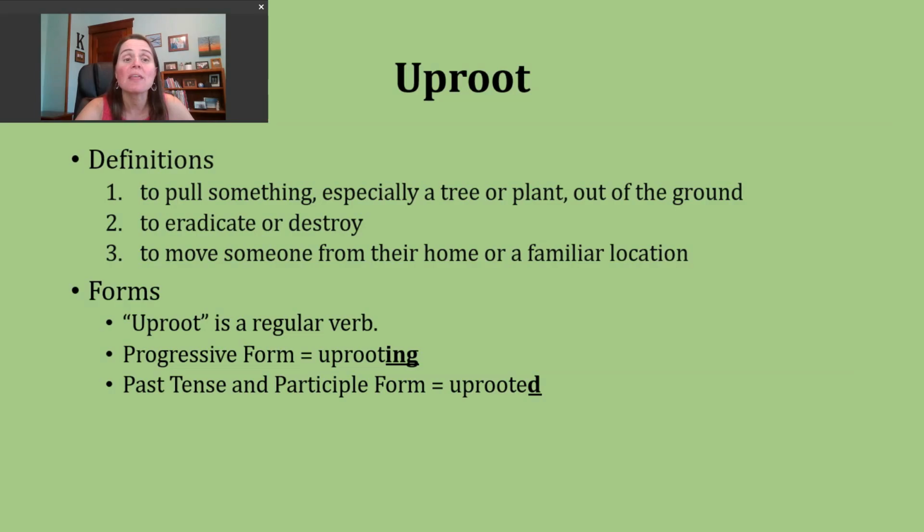For now, you should know that uproot is a regular verb. If you want to make the progressive form of this verb, all you need to do is add ing, and that forms uprooting. The past tense and the participle form of the verb can be made by adding ed. Now the base verb uproot ends in a T sound. This means our ed ending is going to make an id sound, and we're going to add an extra syllable to the word when we pronounce it. So the past tense and the participle form of the verb should sound like this: uprooted, uprooted.